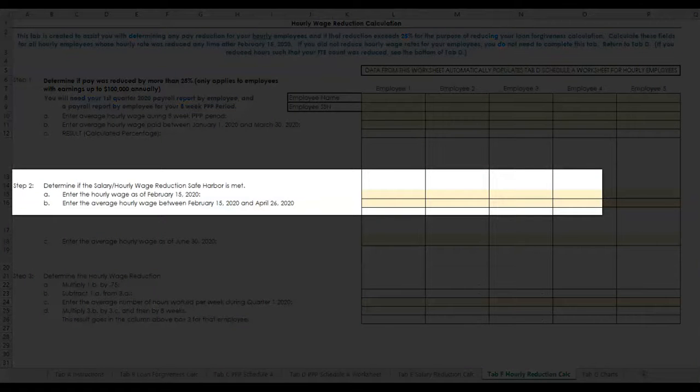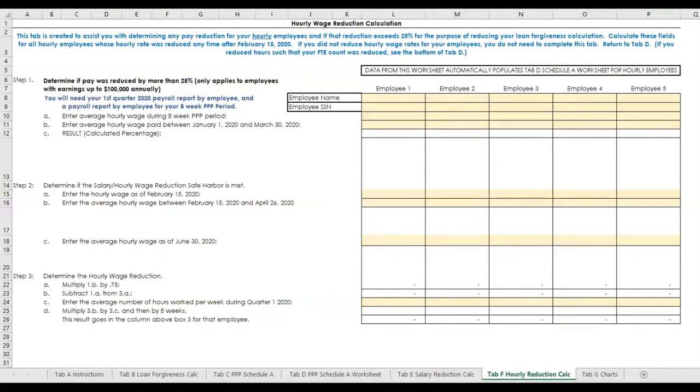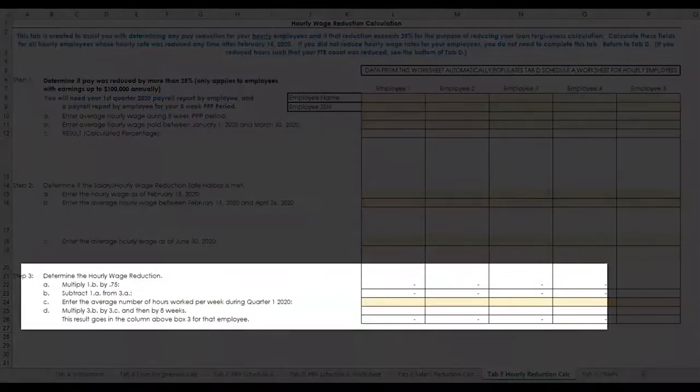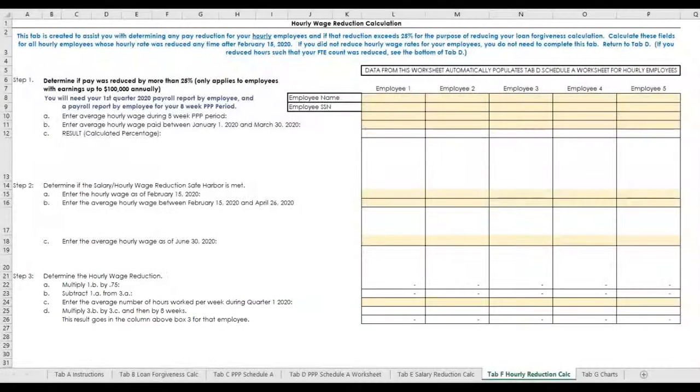If you do, there will be no reduction in loan forgiveness due to this employee's rates being reduced. If you do not, you'll need to calculate the reduction based on that employee's average hours worked during the first quarter of 2020. Let's go through an example.